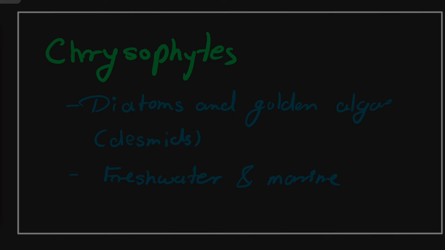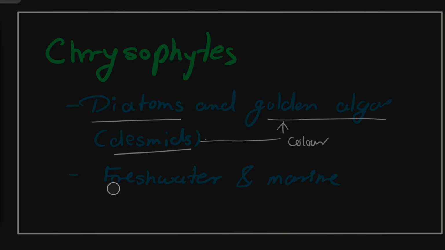Next, the classification in kingdom Protista is chrysophytes. This includes diatoms and golden algae, which are desmids. This name golden algae is just given to desmids because of color only. They are freshwater living or marine.